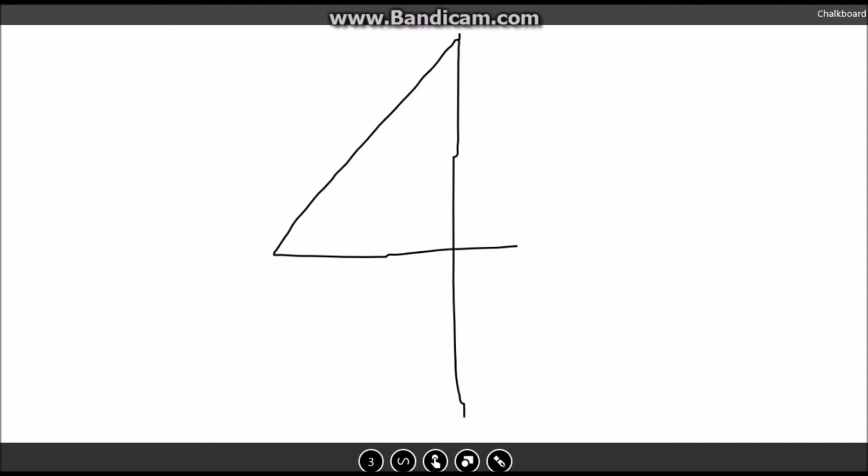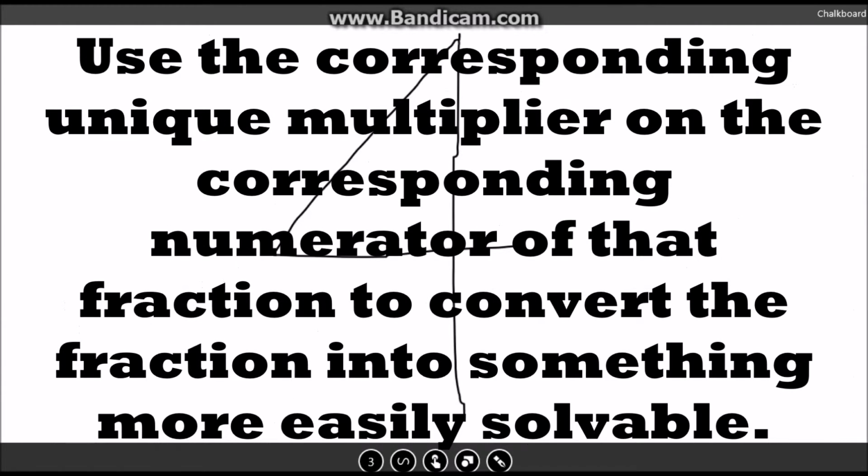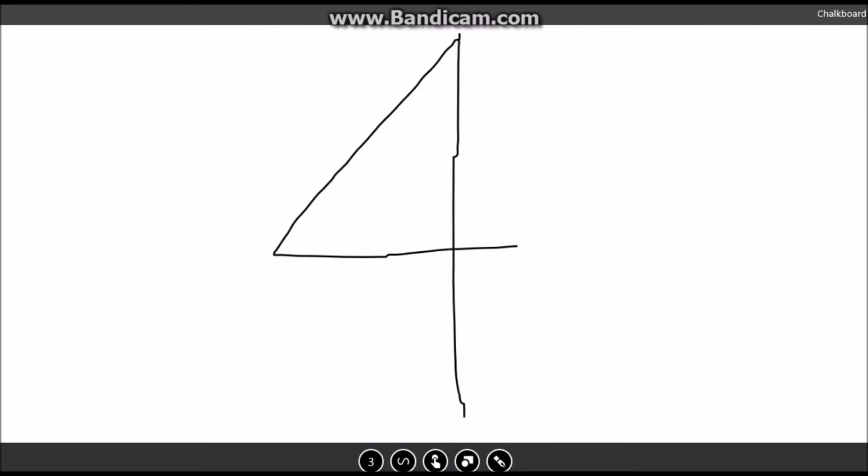Step 4 is an extremely important step. So for each of your fractions, you will have a unique multiplier that gets both fractions to the least common multiple that is now in both of your denominators. And you have to use those corresponding multipliers on the corresponding numerator of that fraction, which is the top number, to multiply that numerator by the multiplier. The goal is to make them easier to subtract, so when you're done converting the fractions, it looks like you're subtracting fractions with like denominators, which is the goal of these 4 steps at the beginning.